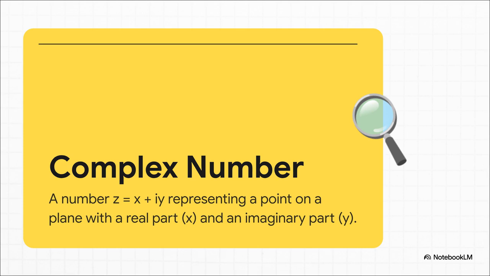So, how do we actually write down an address for some point on this new map? Well, we use what's called a complex number. It looks like this: z equals x plus iy. The x just tells you how far to go left or right, and the y tells you how far to go up or down. It's really just a coordinate system, but the cool part is that it treats that whole point as one single number.